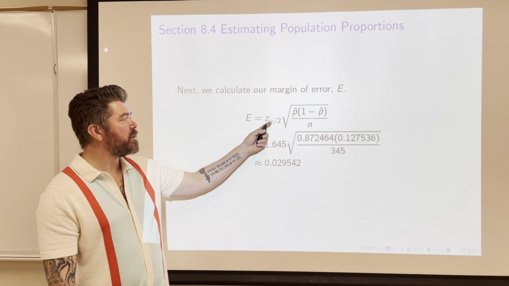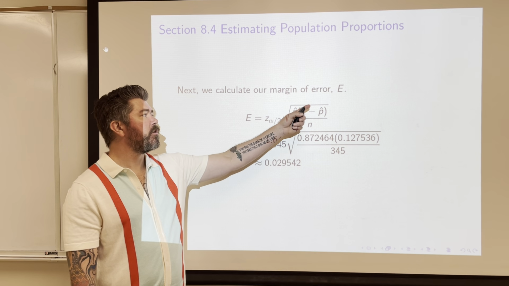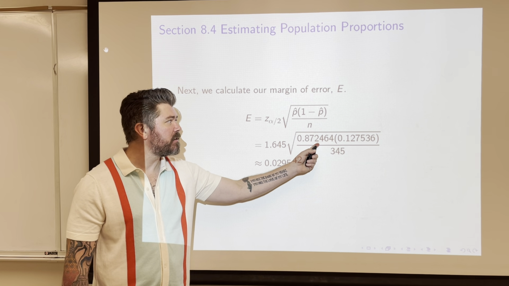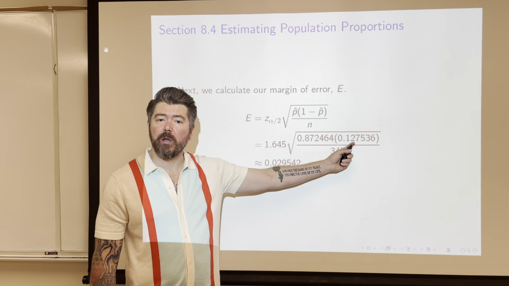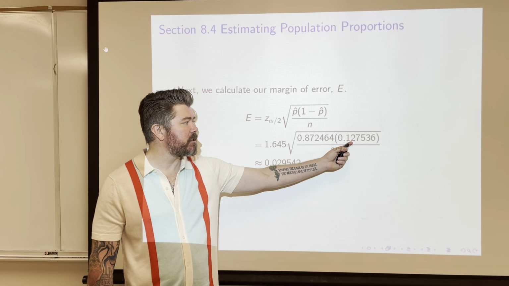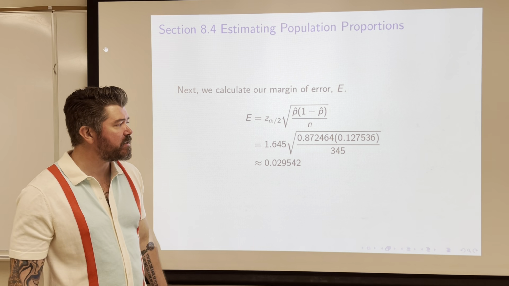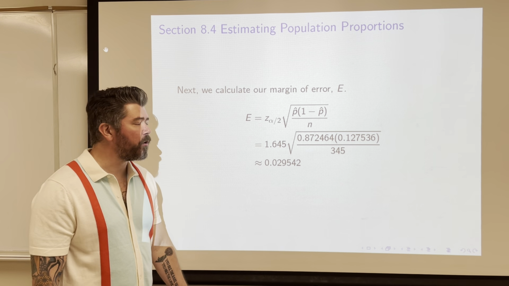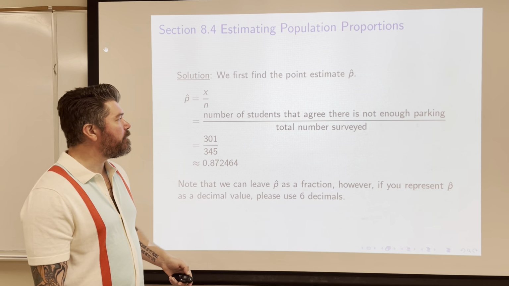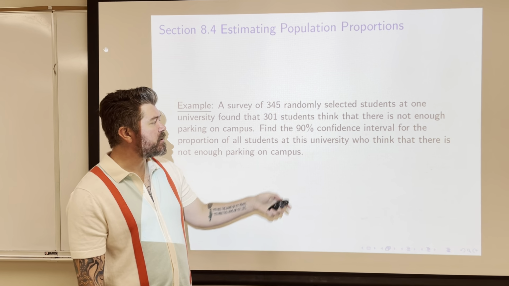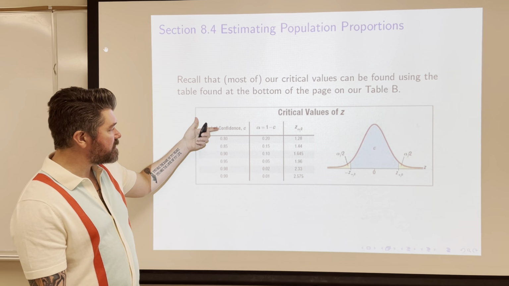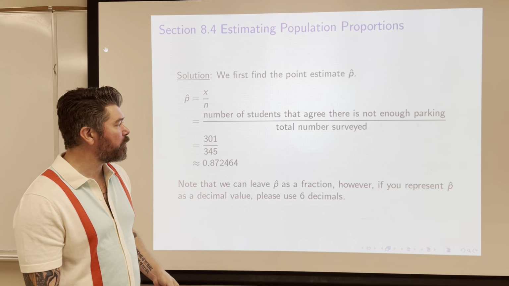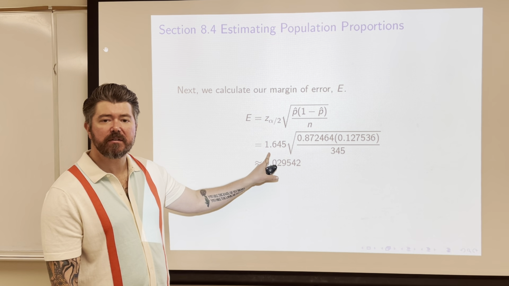Remember that our error is our Z times the square root of p hat, 1 minus p hat over n. We've already calculated p hat. So 1 minus p hat, a quick calculation in your calculator, gives us 0.127536. Recall that our sample size was 345. Now, our confidence level was 90%. So if we look back at our table, 90% represents a Z value of 1.645. So that's where this value is coming from.